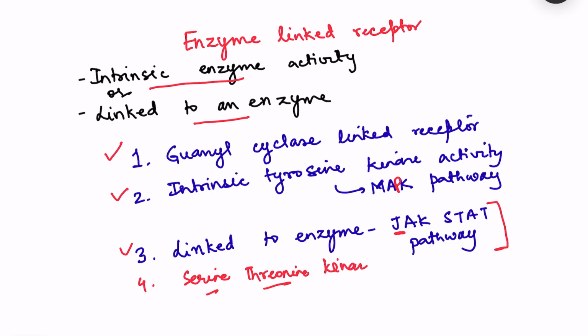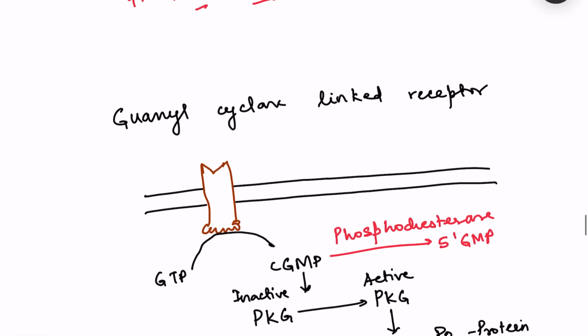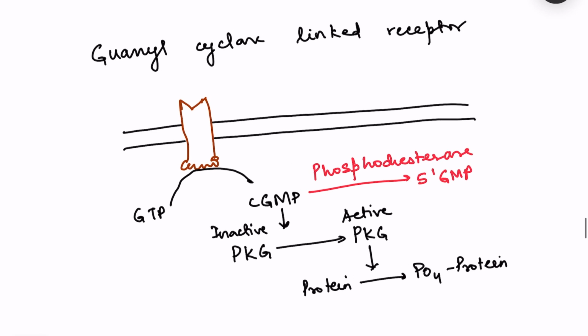So tyrosine kinase will phosphorylate the tyrosine residues in the protein. Okay. So let us see one by one how these enzyme linked receptors are acting. We have guanyl cyclase linked receptor. So you see that here is the membrane, and this is the guanyl cyclase linked receptor, and a ligand, atrial natriuretic peptide, acts by binding to guanyl cyclase linked receptor.